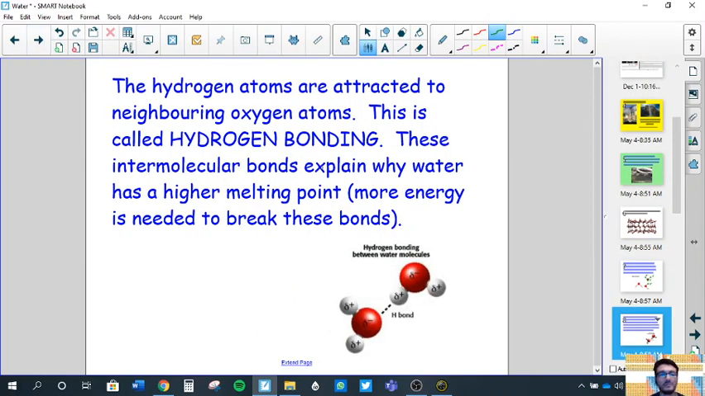Okay, so again, review hydrogen bonding. So it's these stronger intermolecular forces, and it's all of these individual intermolecular forces, hydrogen bonds, that gives water its unique properties. A higher melting point, for example, higher boiling point. It takes energy, kinetic energy, to break all of those hydrogen bonds.